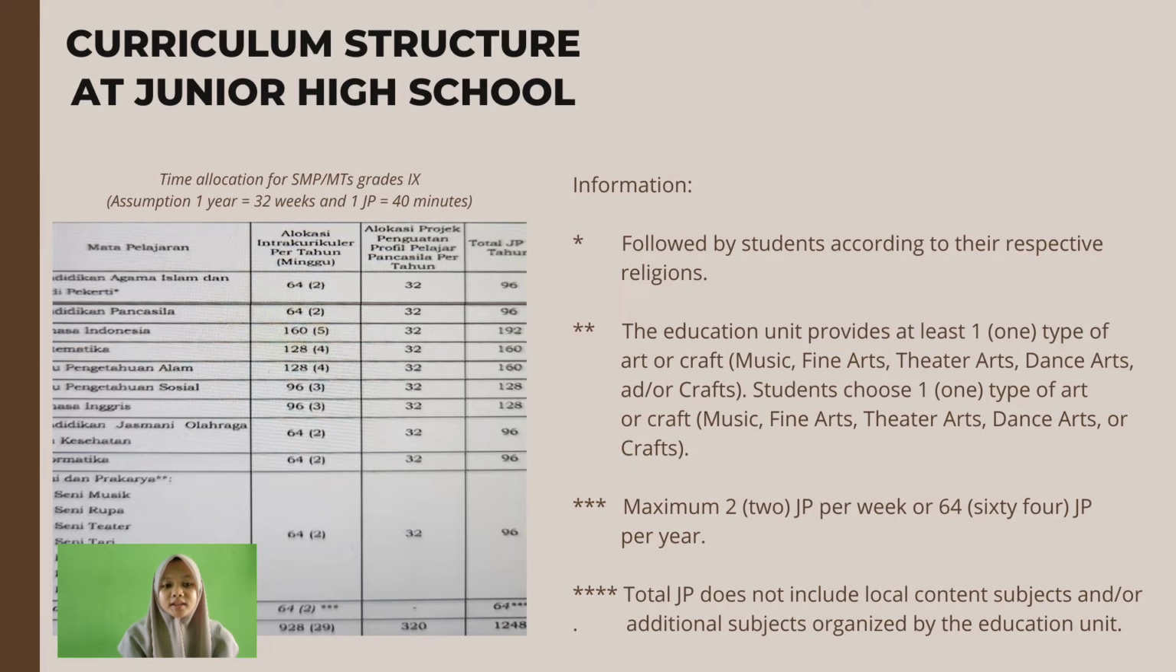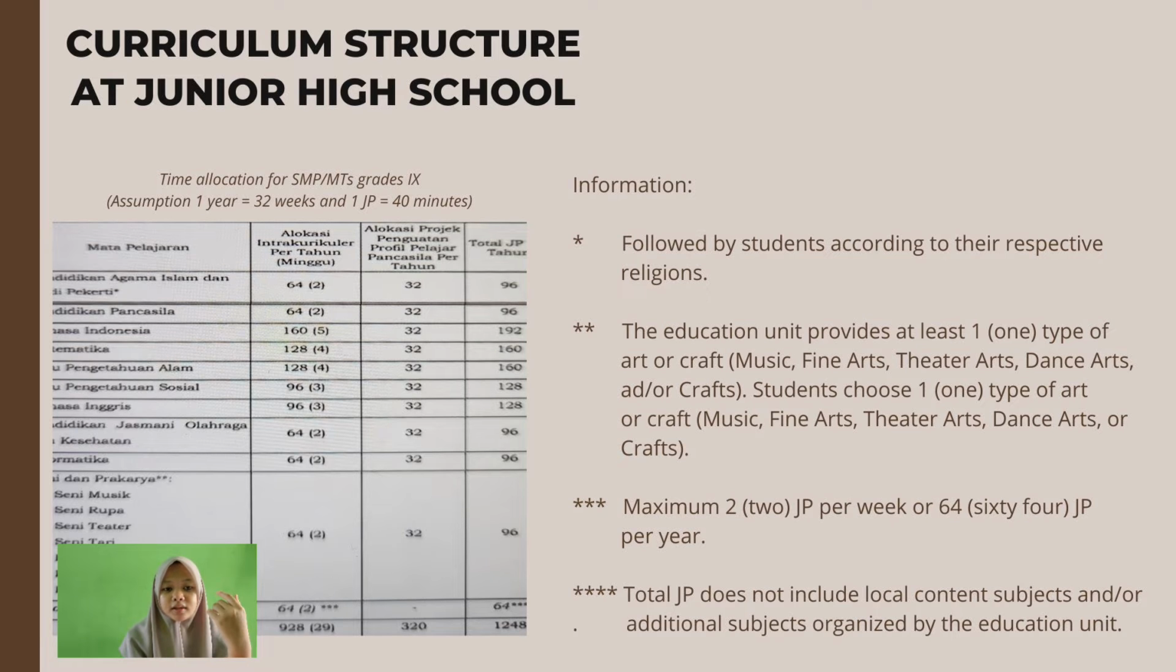First information: followed by students according to their respective religions. And 2, the education unit provides at least one type of art or craft, such as music, fine arts, theater arts, dance art, or craft. Students choose one type of art or craft, such as music, fine art, theater arts, dance art, or craft.